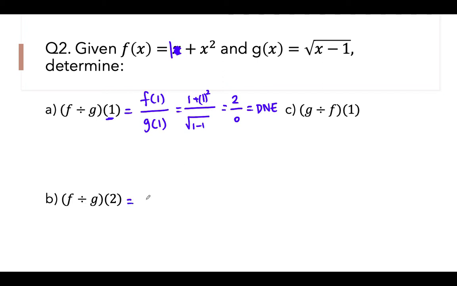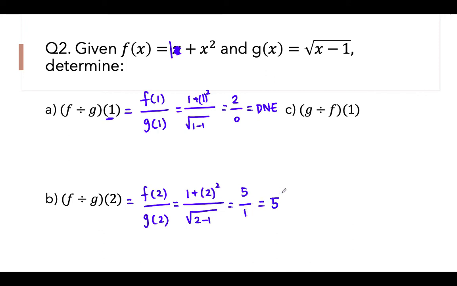Next, this time my input is f at 2 divided by g of 2. So I'm going to plug in 2 into my equation. So 1 plus 2 squared divided by 2 minus 1. That will give me 5 over 1. So therefore, my output is going to be 5 when my input x is 2 when combining by division.